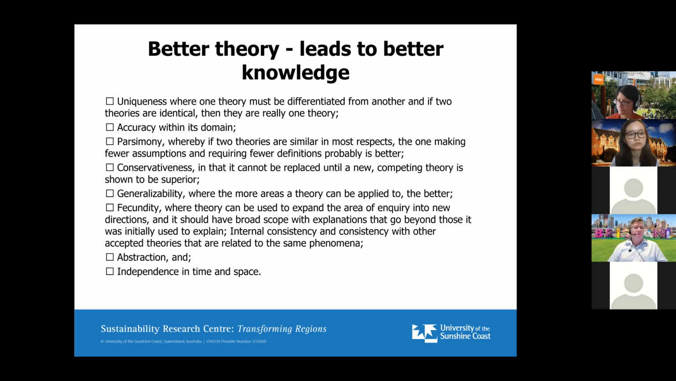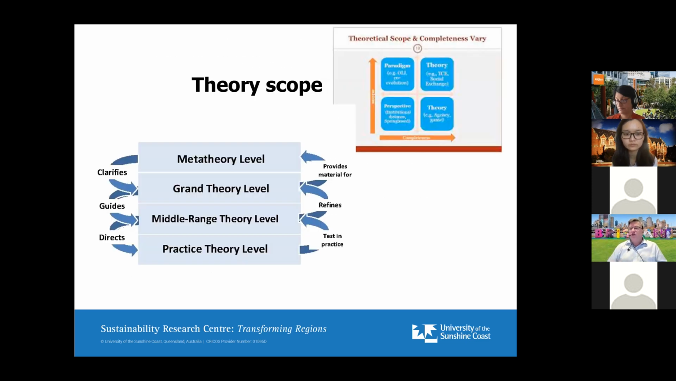So better theory might be where you can judge it by its accuracy within a domain, how you need to compare theories to see if one is superior or not, how generalizable it is, the level of abstraction. So there are very different ways that you can judge or examine theory. And of course, theory can be at different levels.